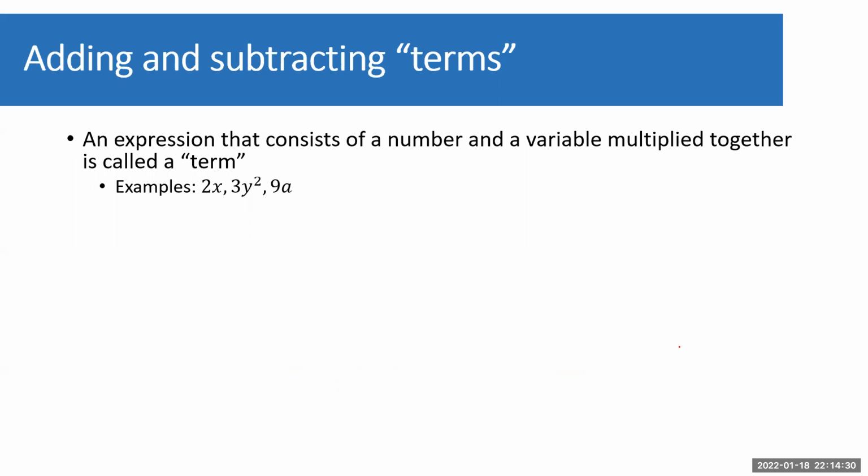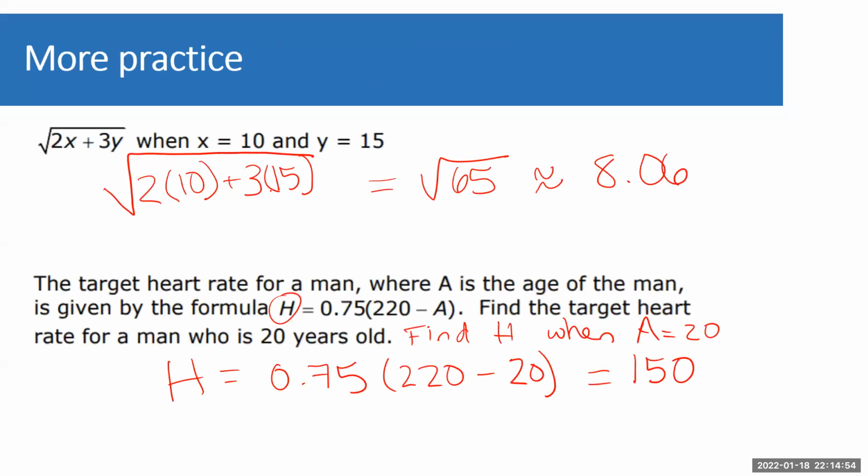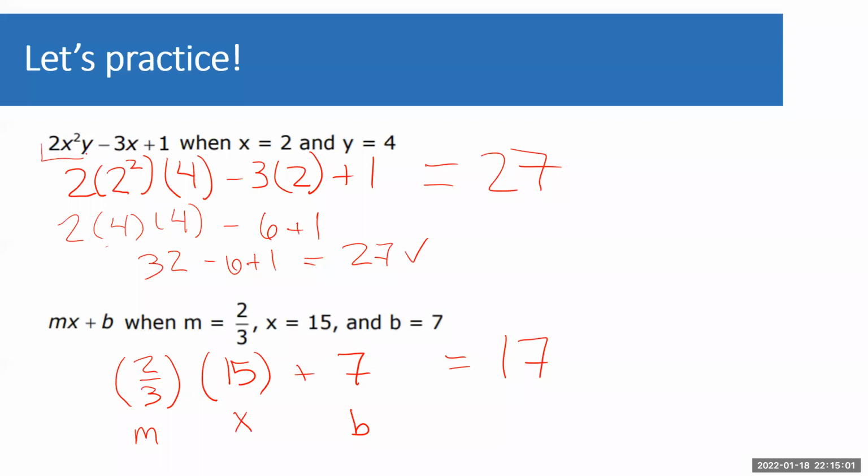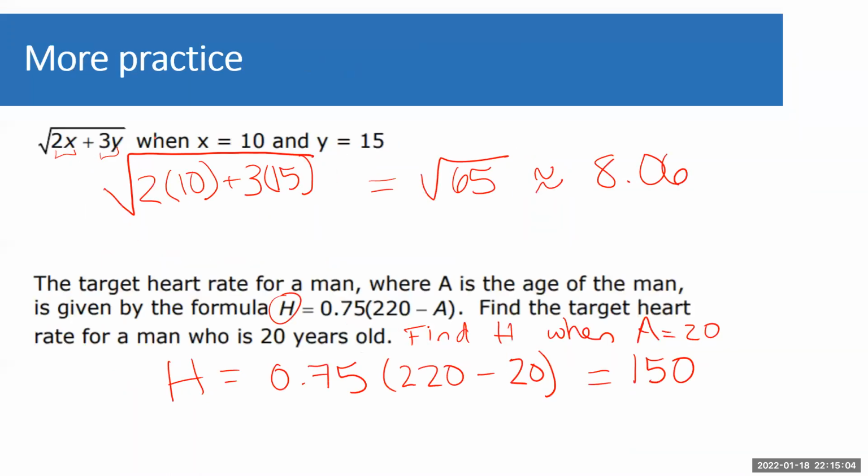Now, something else we can do to simplify things is adding and subtracting what we call terms. An expression that consists of a number times a variable is going to be called a term. We've seen these all over already. For example, 2x or 3y squared or 9a. You have a number and you have a variable piece. If we go back here, this was a term. This was a term. Okay? This is a term. This is a term. Lots and lots of terms.